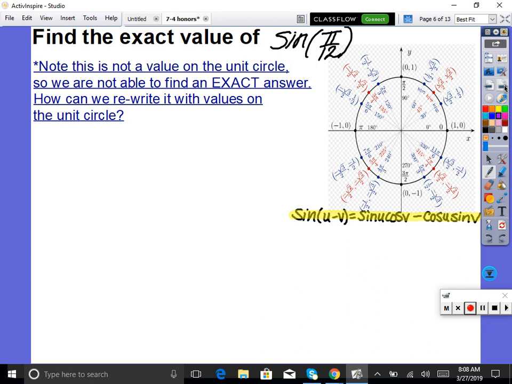So this one says find the exact, keyword exact. Anytime you see the word exact on a test or anything, that should be sending signals that say you're not allowed to use a calculator. Unit circle. So find the exact value of sine of pi 12ths.